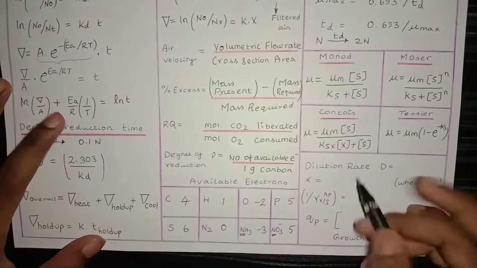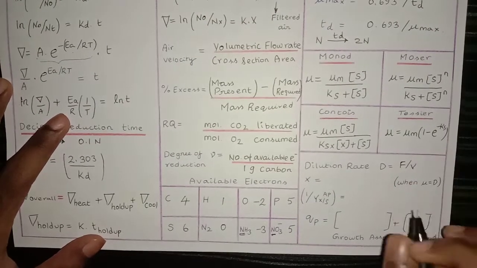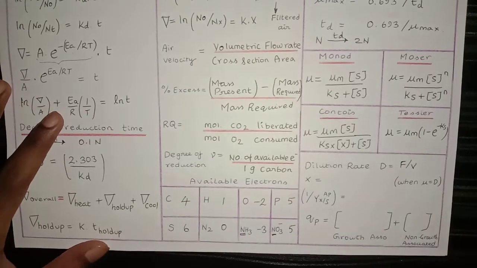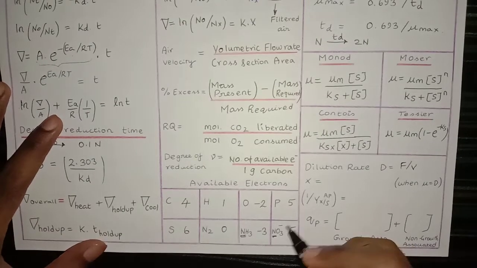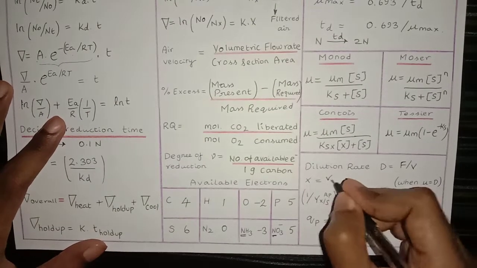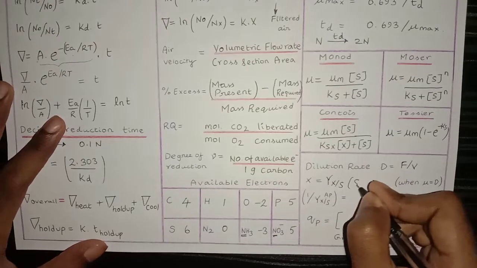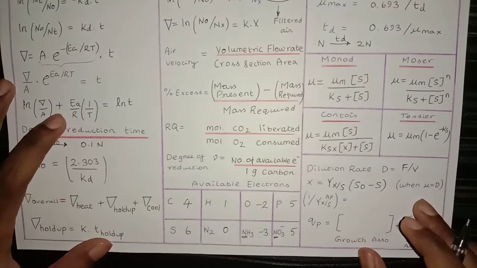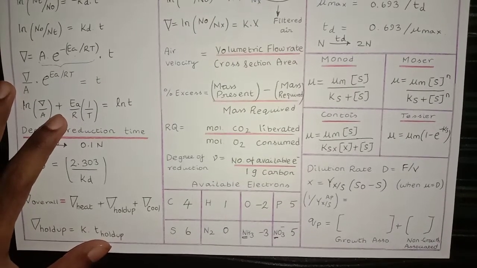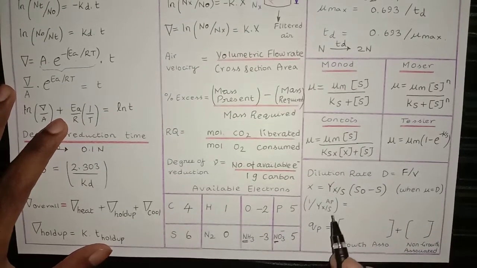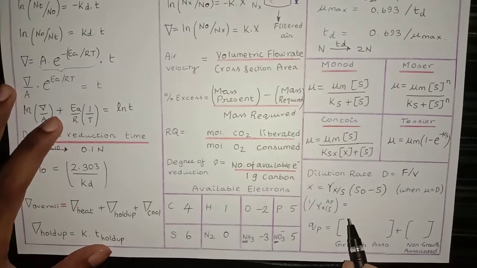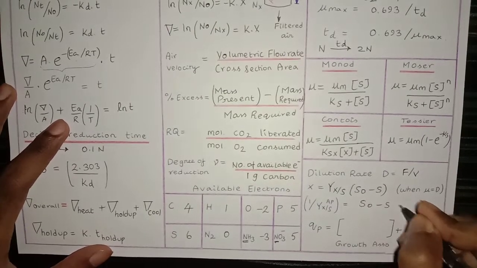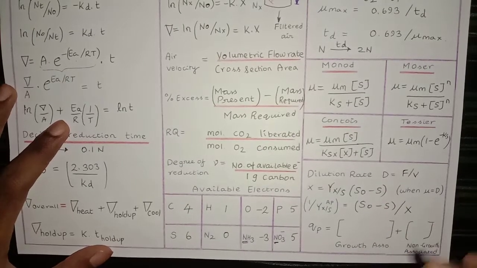Dilution rate D is given by F by V, where F is the feed flow rate and V is the volume of the reactor or the working volume. X, biomass concentration, is Y x bar S times S0 minus S. This is applicable when mu, that is growth rate of cell, is equal to the dilution rate at steady state. 1 by Y x bar S apparent is given by S0 minus S divided by the cell concentration.